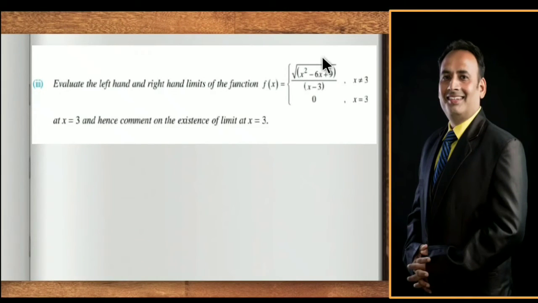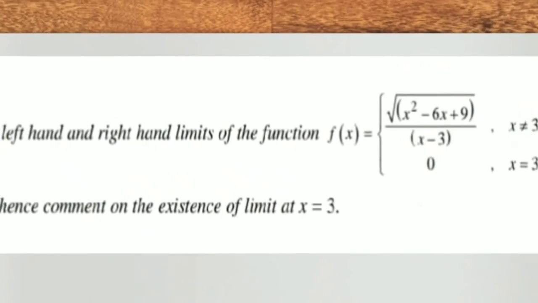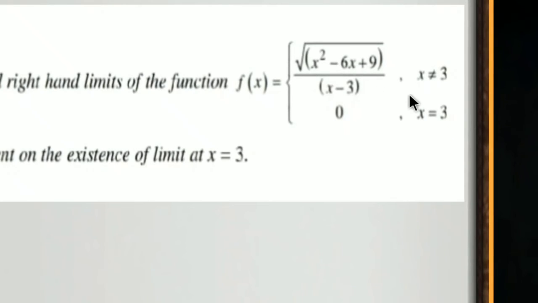Let's take another example: evaluate the left hand limit and right hand limit of the function f(x) = square root of (x² − 6x + 9) upon (x − 3), when x is not equal to 3, because 3 is not part of the domain of this function.